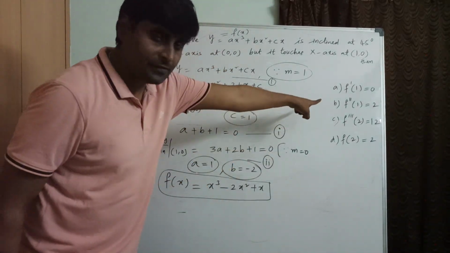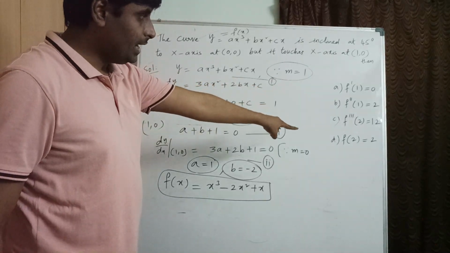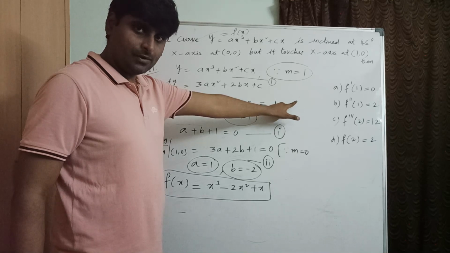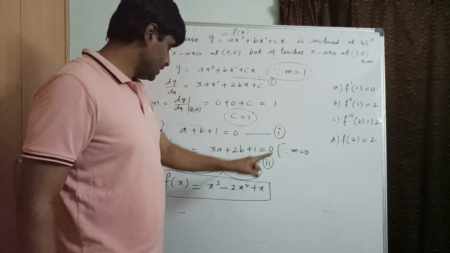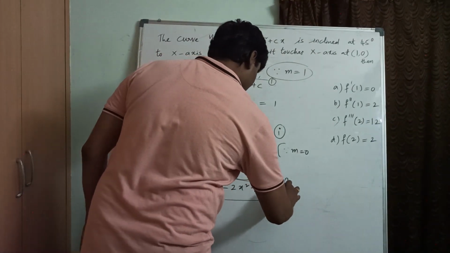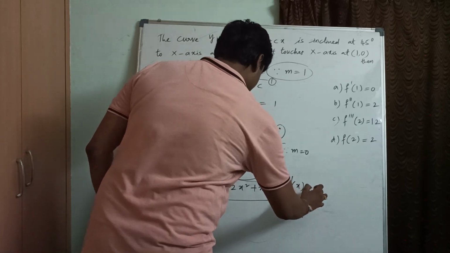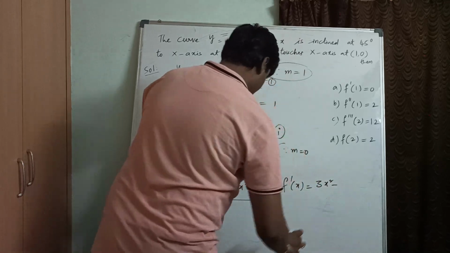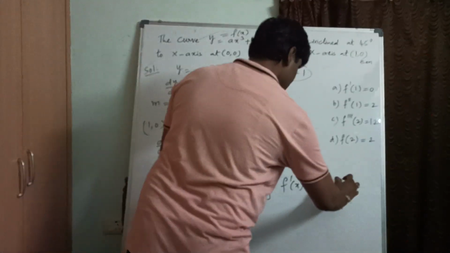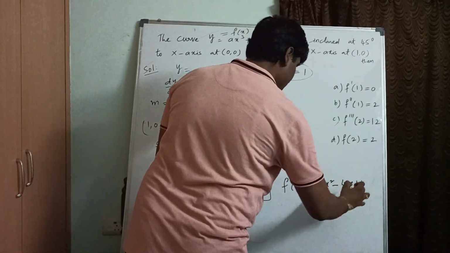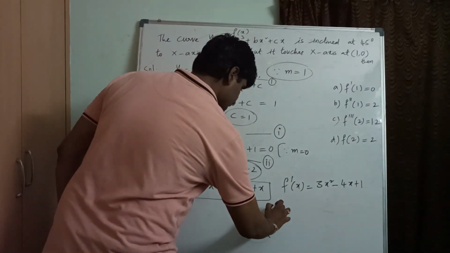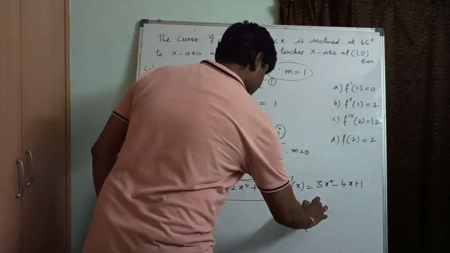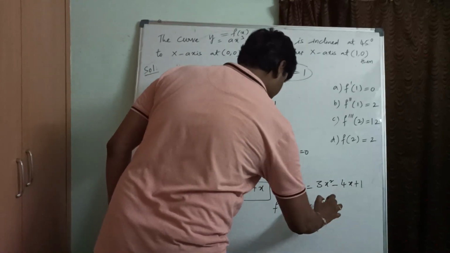Clear? Now let us verify which of the following options are correct. Actually this is a multiple-correct question, more than one choice is correct. So differentiate this one. What do you get? f dash of x is 3x square minus 4x plus 1. Correct? So now what is f double dash of x here? 6x minus 4. Clear?